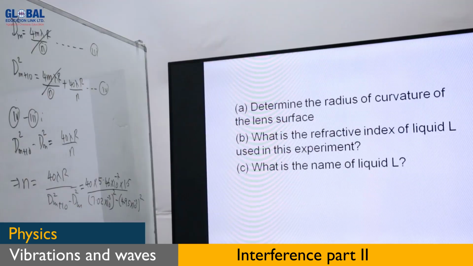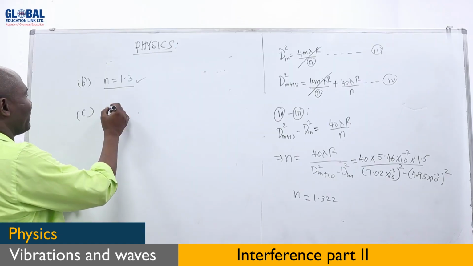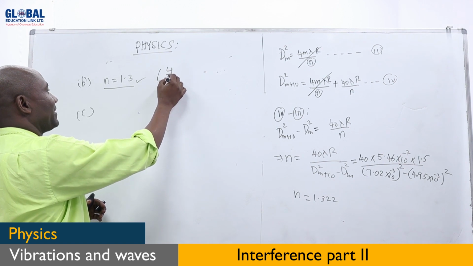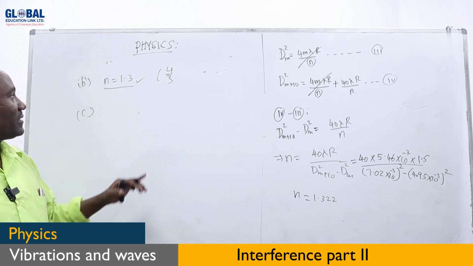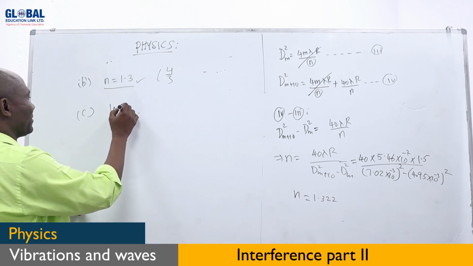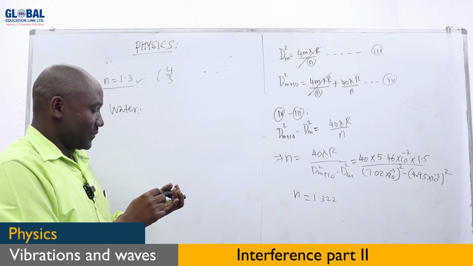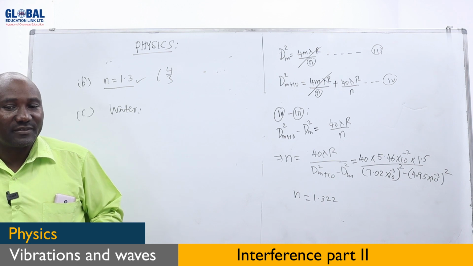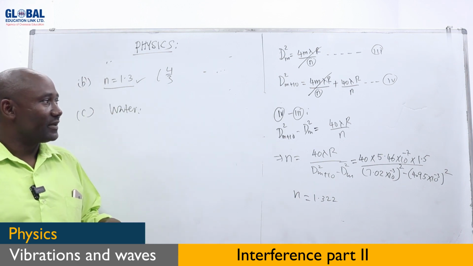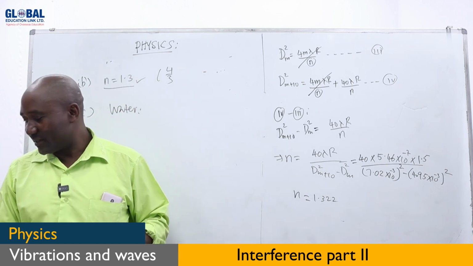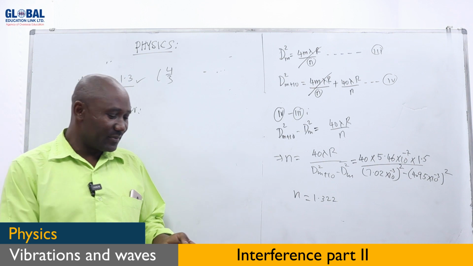That was part B. Part C, what is the name of that liquid? We know the refractive index of water is exactly 4/3. So this looks like the liquid in between was water. Okay, that's our second example, and you have seen how to use different formulas when solving questions involving the Newton's ring experiment. Now, let's look at the assignment for you to do.